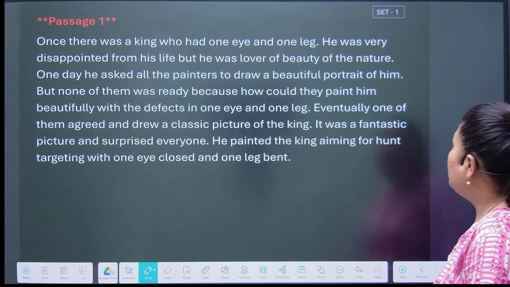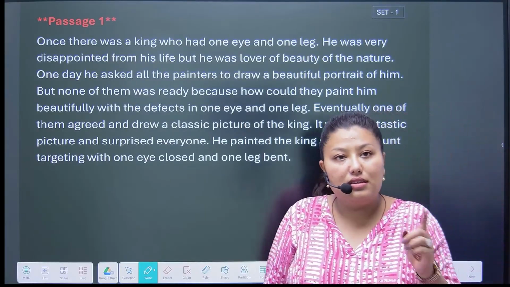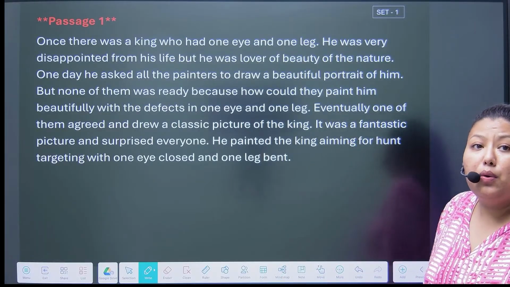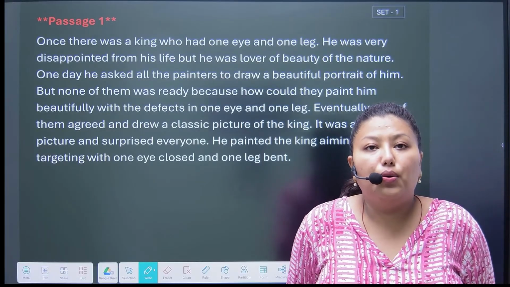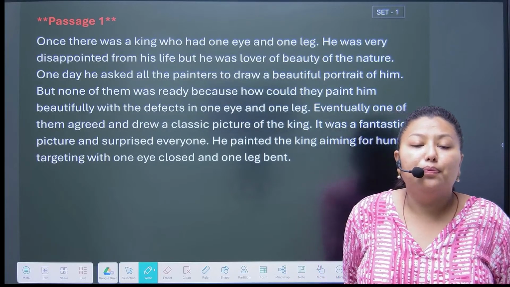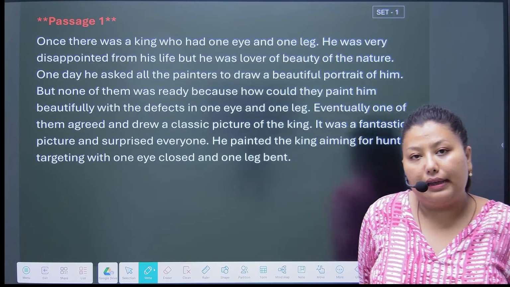So today we will be solving set one, which has four passages. There are four passages in a set. So the first passage is: once there was a king who had one eye and one leg. So there was a king who had one eye and one leg.